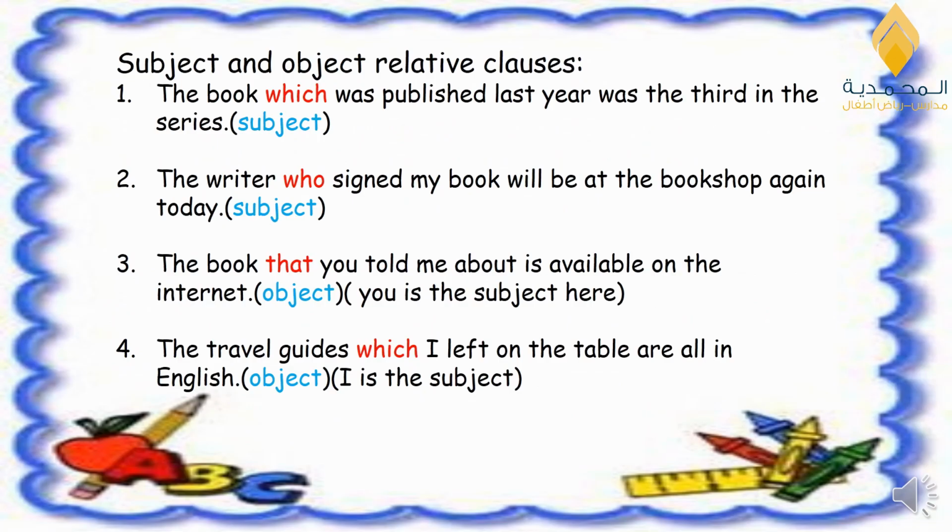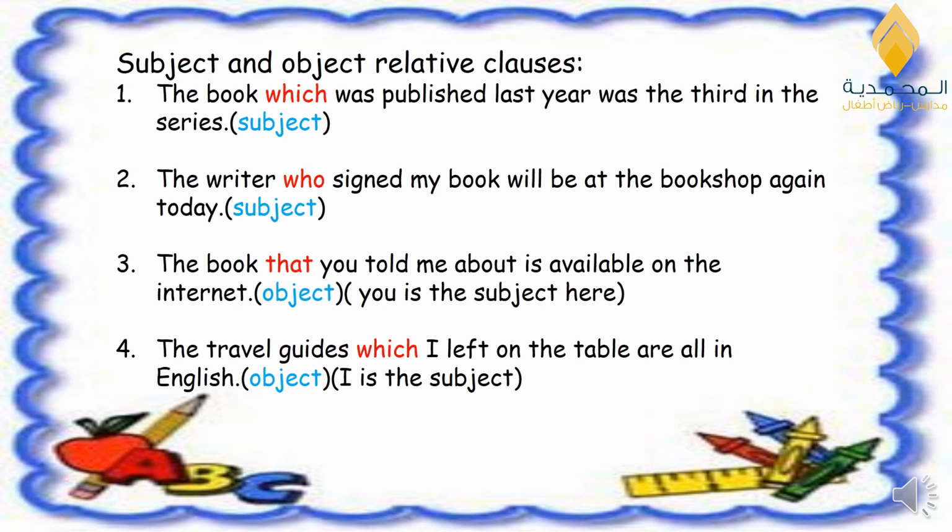I wrote here some examples for you to make it easier. Here we have subject and object relative clauses, not only pronouns, clauses, okay? Let's see the first example. The book which was published last year was the third in the series. This sentence is a passive sentence, right? The book here is the agent of the sentence. And the agent looks like the subject of a normal sentence, in the active sentence.